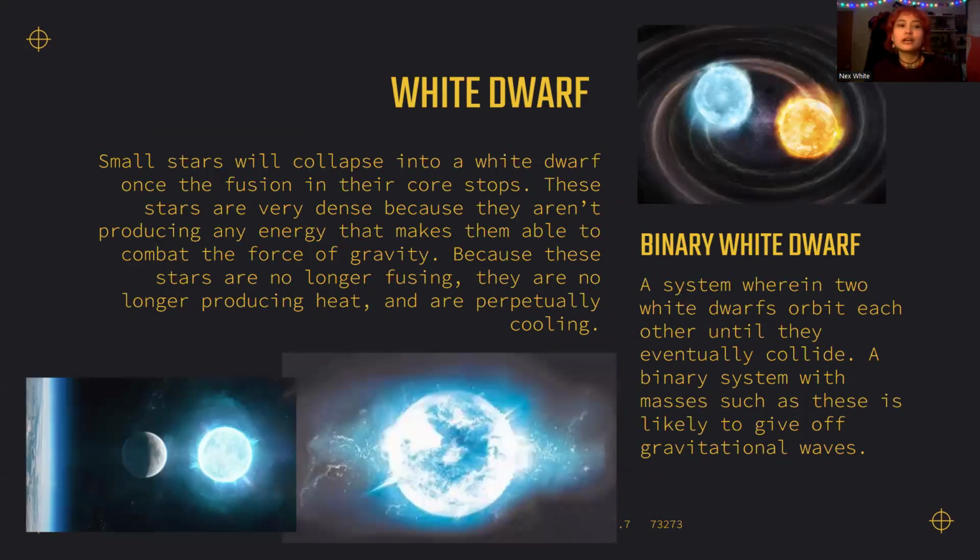White dwarfs come from small stars collapsing once the fusion in their core stops. Now, white dwarfs don't have any fusion at all, so they are perpetually cooling for the rest of their lives. And they're very hot to begin with, but they're not very luminous because of how small they are. A binary white dwarf can happen when two white dwarfs orbit each other. And what happens is they create gravitational waves, and they can either collapse or one will start feeding off of the other one.